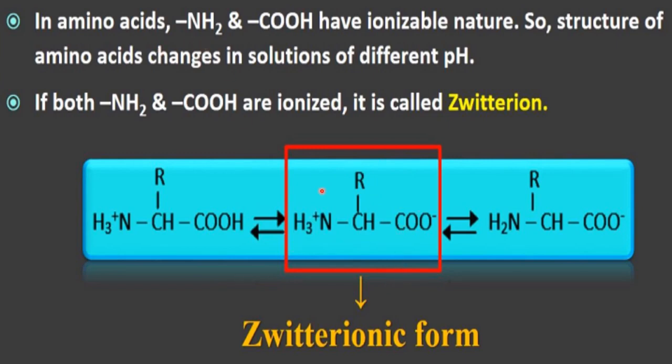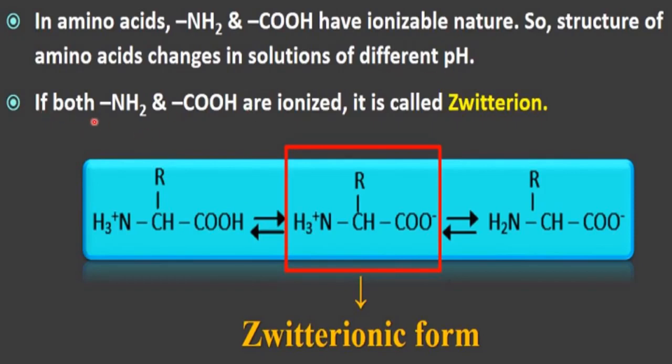Now let's see how it is formed. In amino acids, amino group and carboxyl group have ionizable nature, means these can be separated in form of ions. So structure of amino acids changes in solutions of different pH, and you know pH is related with the acidity or basicity of any medium, any solution. Okay, so with the acidic or basic medium, structure of amino acid changes, right? We can say it changes at different pH.